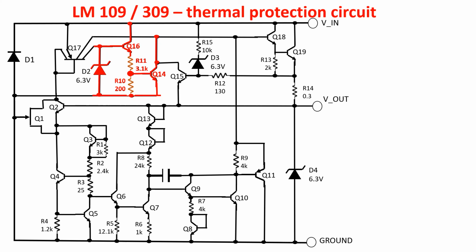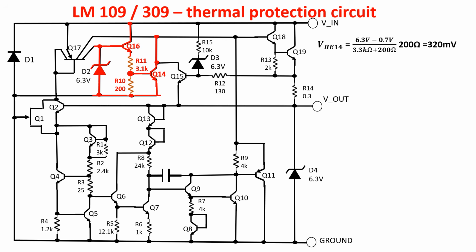The collector of Q17 provides bias current to the D2 Zener diode. So 6.3 volts drop between the base of Q16 and an end of the R10 resistor. In this way, we give around 320 mV on the base emitter junction of Q14. The base emitter junction of Q14 is the thermal sensor.